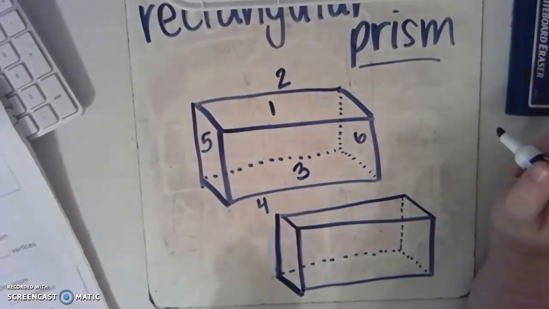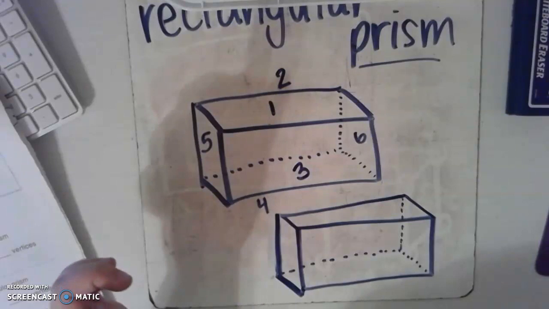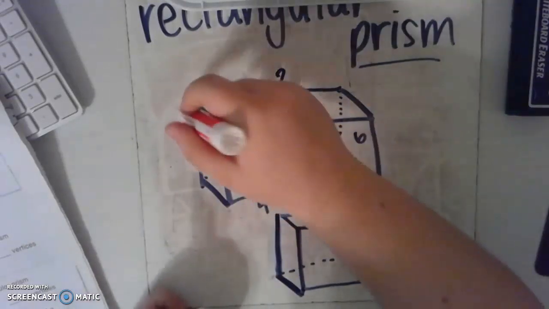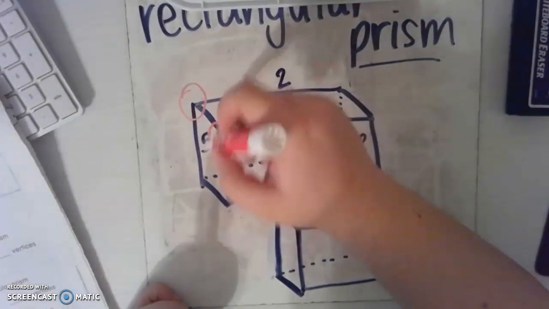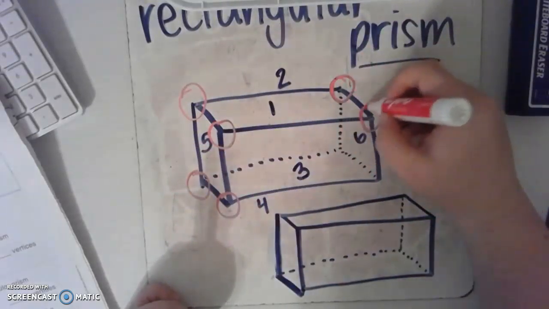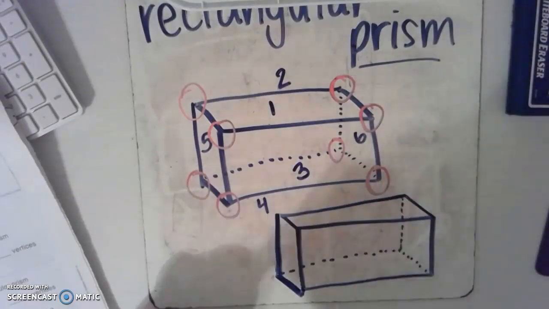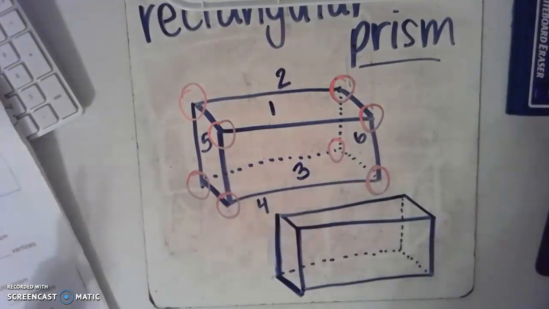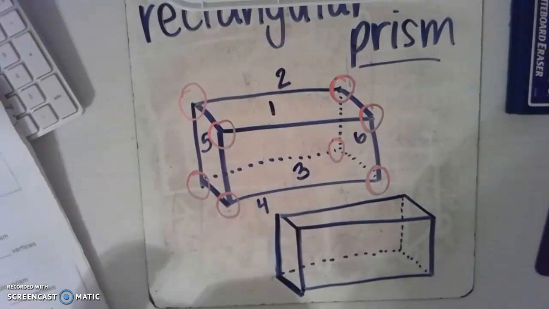And it has 8 vertices. Okay, I didn't get another color last time, but I'll get one this time. So I have 1, 2, 3, 4, 5, 6, 7, and 8. 8 points or vertices and 6 faces.